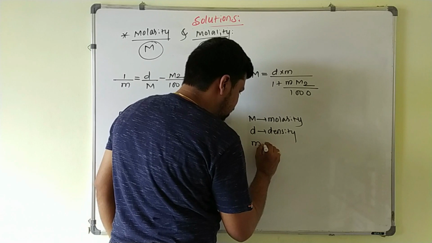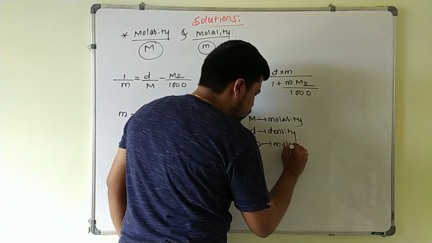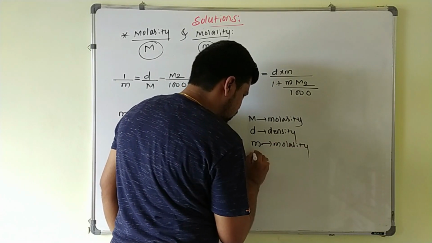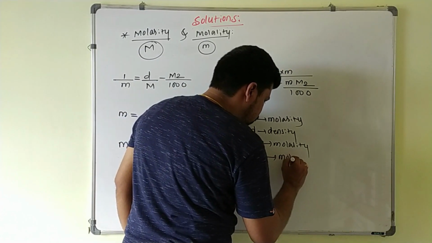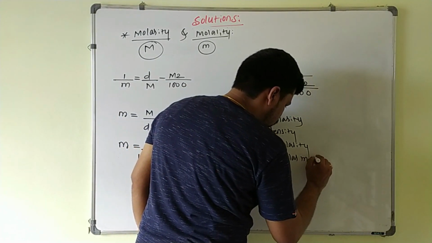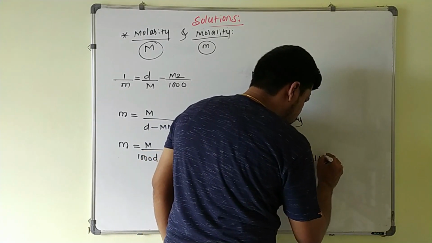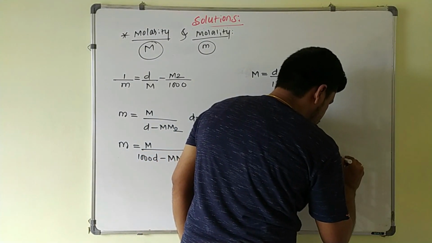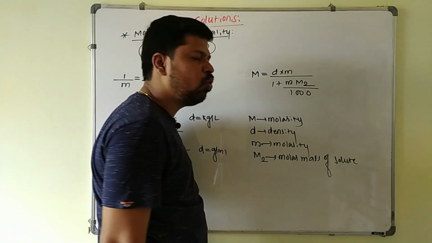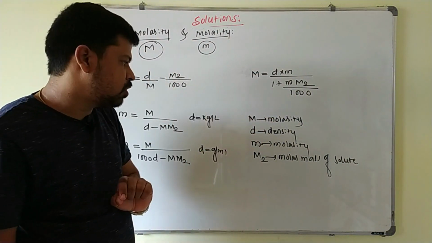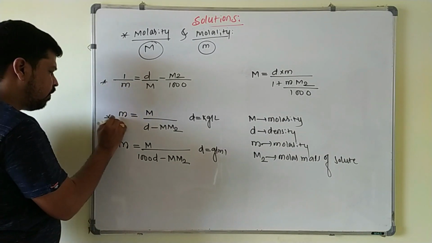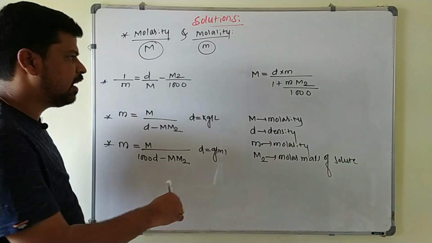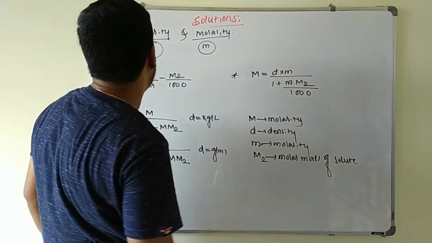Next, small m is molality. Capital M2, if I write, is the molar mass of solute, and W2 is the mass of solute. Always keep in mind that 2 corresponds to solute and 1 corresponds to the solvent here. So these are the important formulas which connect molarity and molality as well as the density.